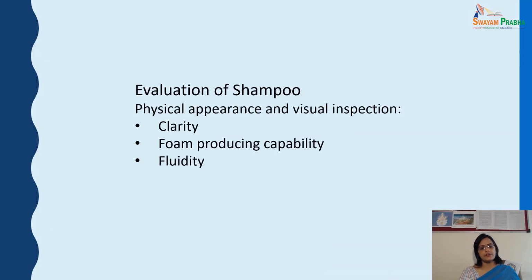So next we will move to the evaluation of shampoo. Dear students, when we manufacture any product, we need to evaluate this product before it is marketed. So for the evaluation of shampoo: the physical appearance, which is by visual inspection, clarity, foam producing capability, fluidity. These are some important physical parameters of the shampoo.